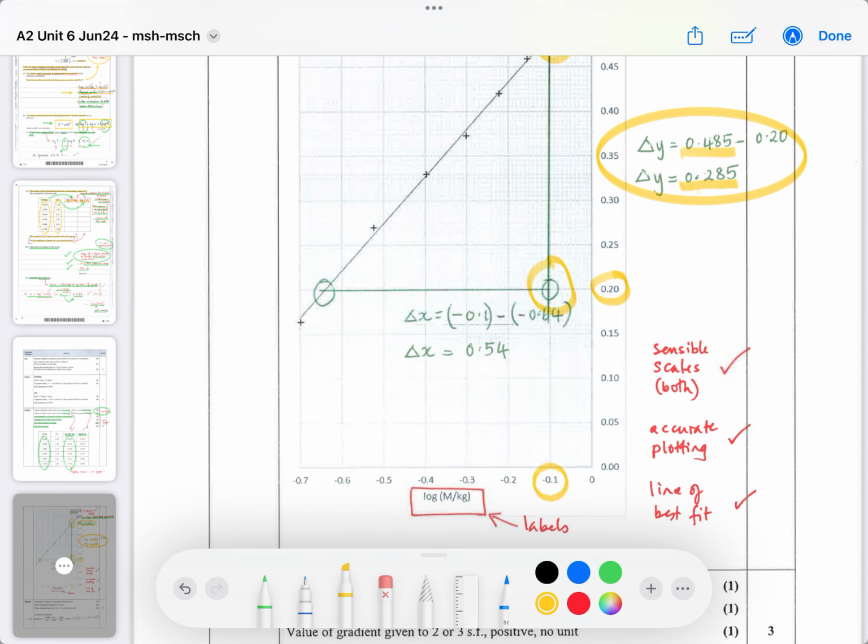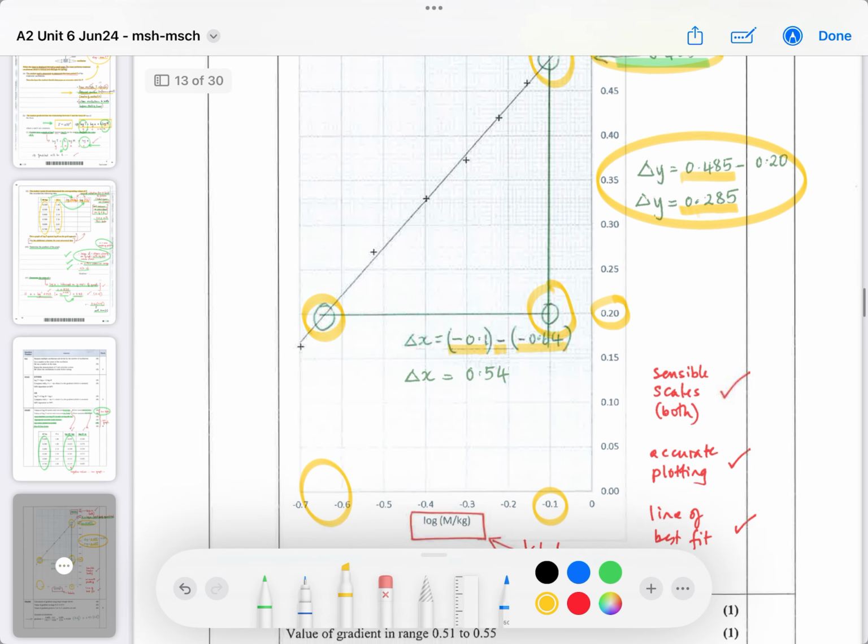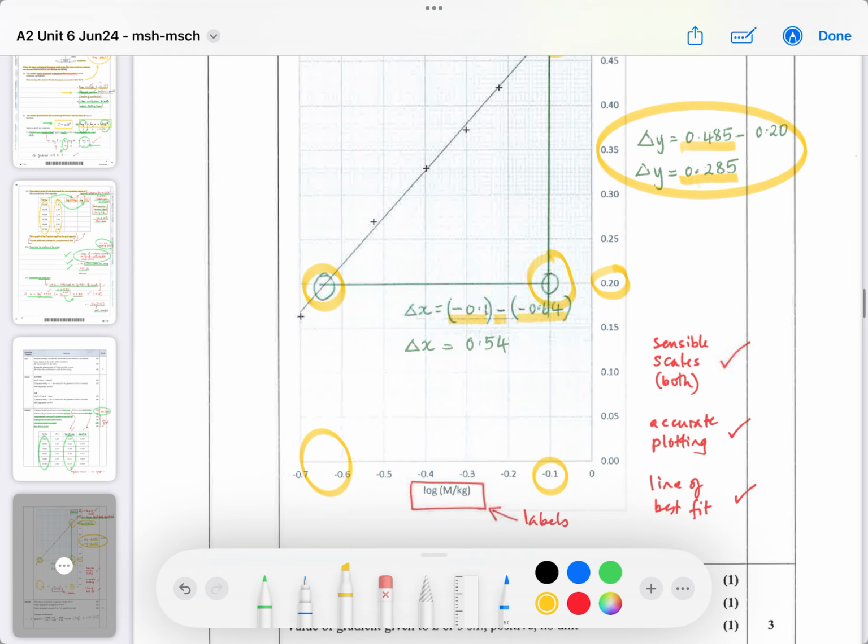0.1 is the bigger value, minus 0.1, I should say. Minus whatever the value is here, which they've determined to be minus 0.64. So this is how I want my students to do their graphs and their calculations. Okay? So again, the axes must be labeled with the notation for logs in the brackets for the quantity and the unit.